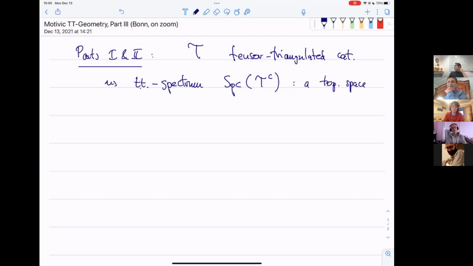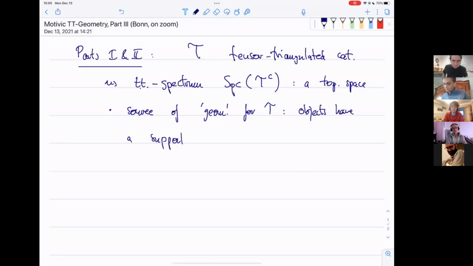And this topological space does a few things for you. Well, it is the source of geometry, or geometric study of T. For instance, objects have a support in that spectrum. And so you can say, oh, that object lives over here or lives over there by thinking of different parts of the spectrum and compare where a different object lives and stuff like that.